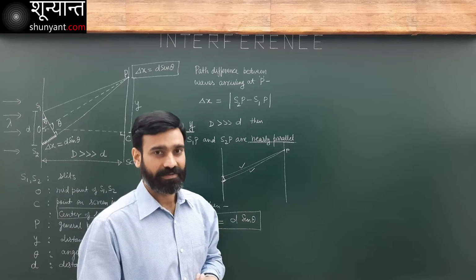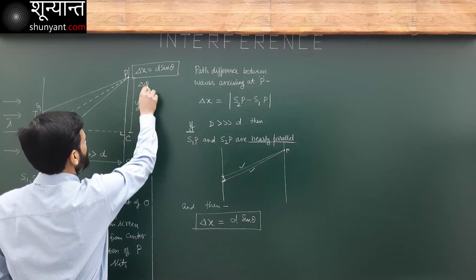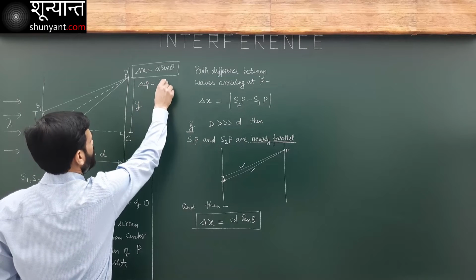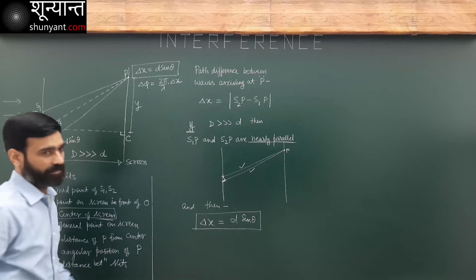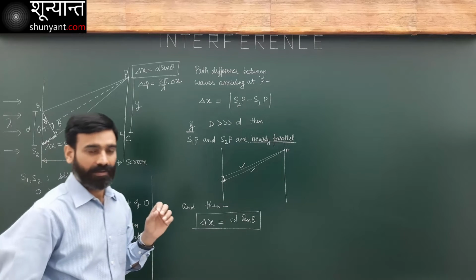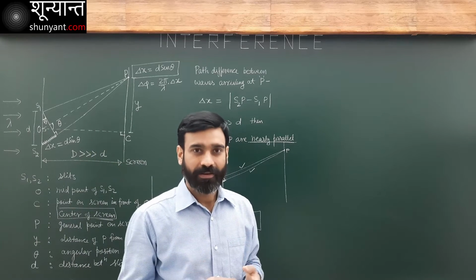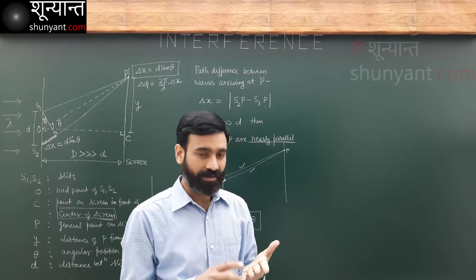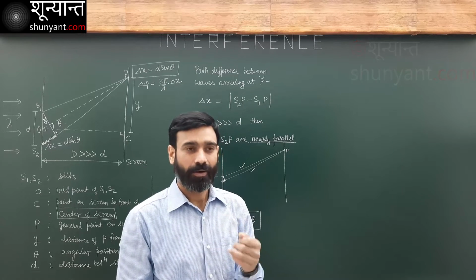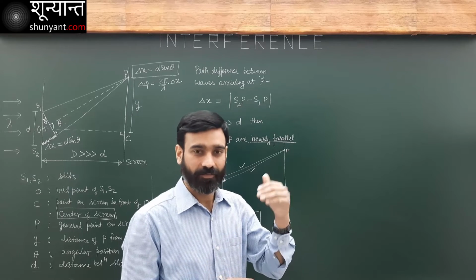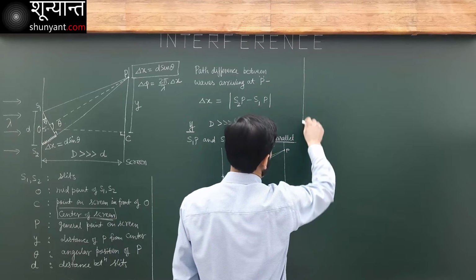Depending on path difference, there will be phase difference. What will be the phase difference? Delta phi is going to be equal to 2 pi over lambda times delta x. This is the path difference, this is the phase difference. Depending on path difference, the interference is going to happen. It will be either constructive or destructive, or it can have any other intermediate values.